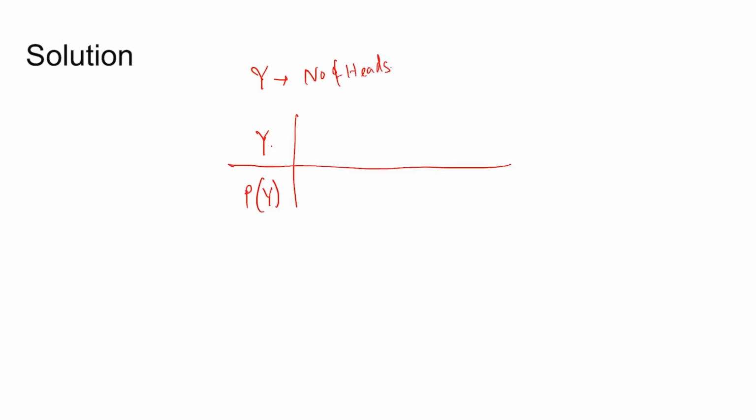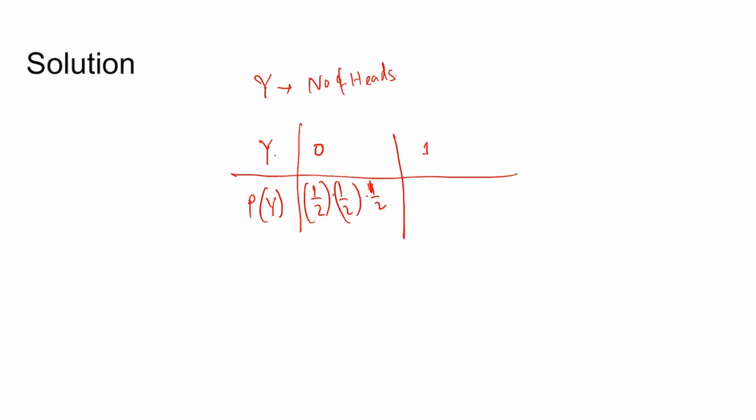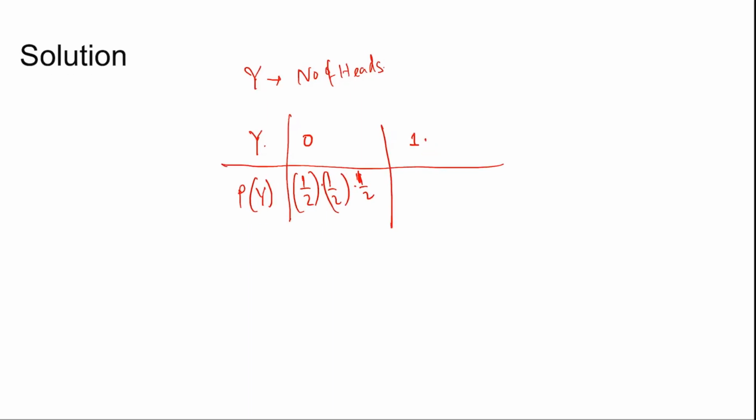Coming to the solution, it is given in the question that y denotes number of heads. If number of heads is 0, that is, even in 3 tosses he cannot get a head, so he has got tail in first, second and third toss. Let number of heads be 1, and if he achieves that in first toss, then it is half, because in 1 by 2 ways he can achieve a head in the first toss.